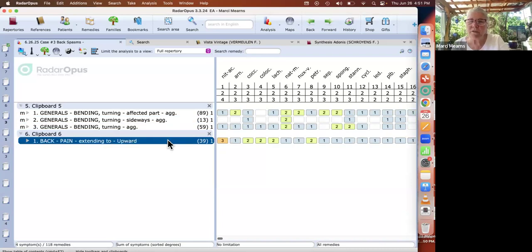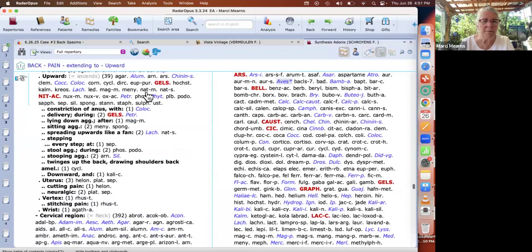There's the back pain extending upward. Let's look at that. Okay. That's pretty interesting, isn't it? Because it's a nice size rubric. Remember, my favorite sizes of rubrics are 40, 50, up to 100. And as soon as I say there's a favorite, there'll be something else that works or that I'm using differently. But by and large, this is a nice size rubric.